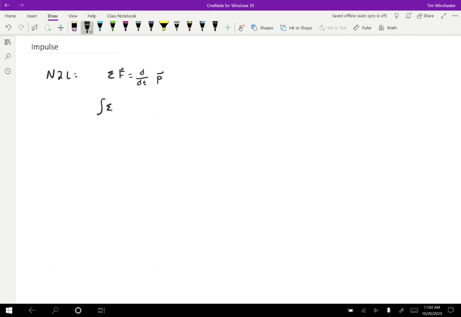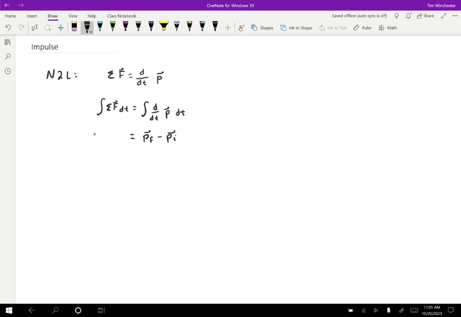If I integrate the net force with respect to time, and on the right-hand side, I integrate this derivative of the momentum with respect to time. Well, on the right-hand side, I have an integral of a derivative. According to the fundamental theorem of calculus, this is just going to give me the final momentum minus the initial momentum. Whatever time frame I'm integrating over, I'm going to get the final minus initial.